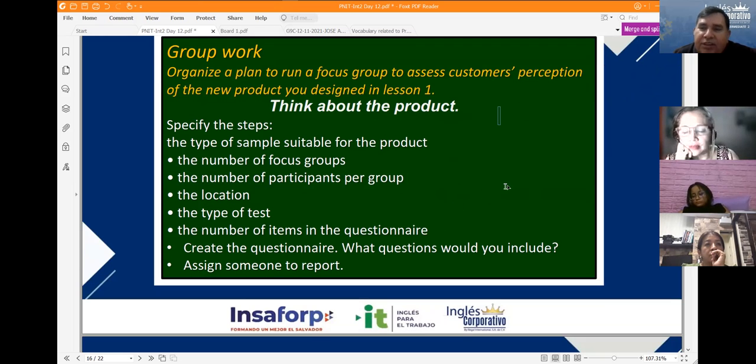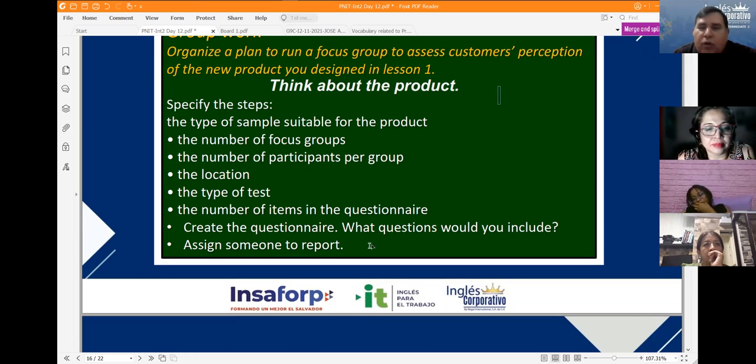The number of items in the questionnaire: are they going to be 5 questions or 10 questions? Usually the more questions you ask, the more information you get, but the more reluctant people are to answer them. If you say, I will take only 5 minutes of your time, people answer the questions. But if you say, don't worry, 20 minutes, they say, no, sorry, I'm busy. So how many questions?